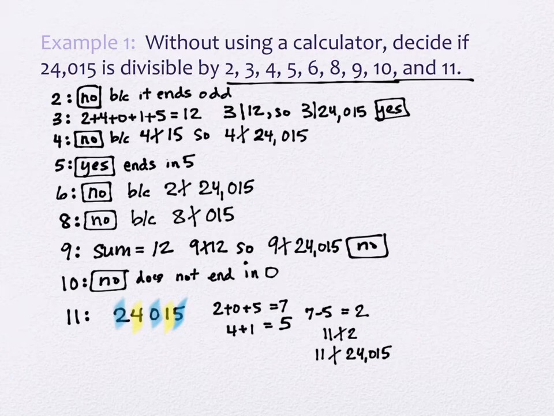Now, is it a good idea to check with your calculator that these things that you just said actually are true? Sure, why not? But your calculator can't be used to justify why something works. The justification has to come from the properties themselves, okay?